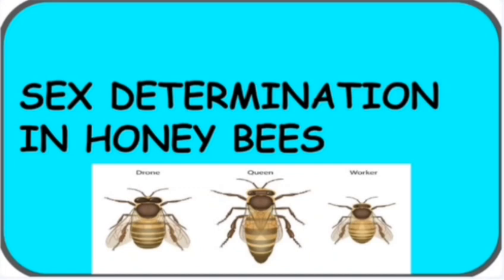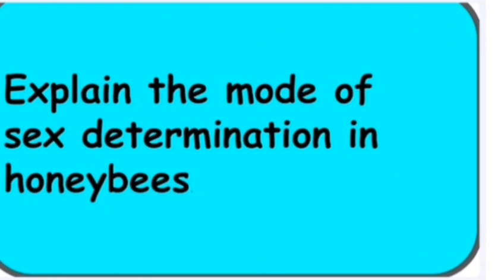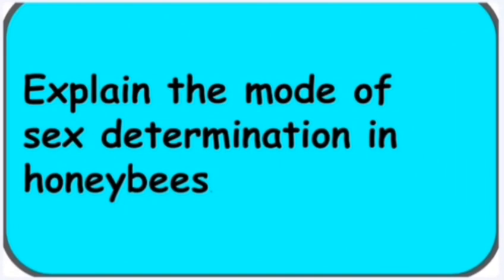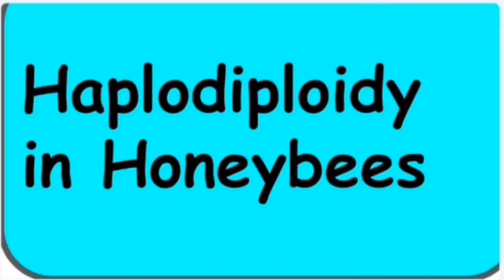We are going to learn about sex determination in honeybees. Explain the mode of sex determination in honeybees. So what is the type of sex determination seen in honeybees? What do you call it as? Haplodiploid mechanism or haplodiploidy. So this is a type of sex determination which is seen in honeybees, that is called as what? Haplodiploidy.